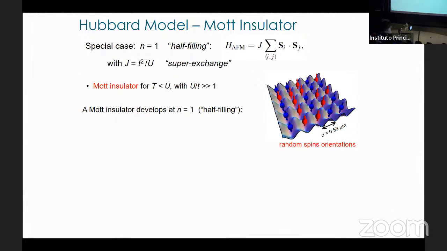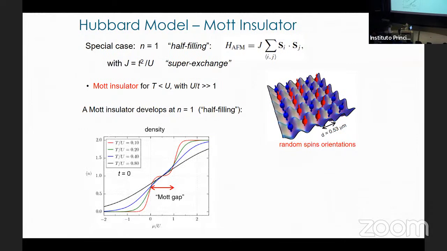So T being less than U, and with U being sufficiently big compared to the tunneling, that's a Mott insulator. And it is a strongly correlated many-body system. It's been very interesting over the last 5 or 10 years to have the opportunity to work on this system. So this is a little bit more complicated picture.